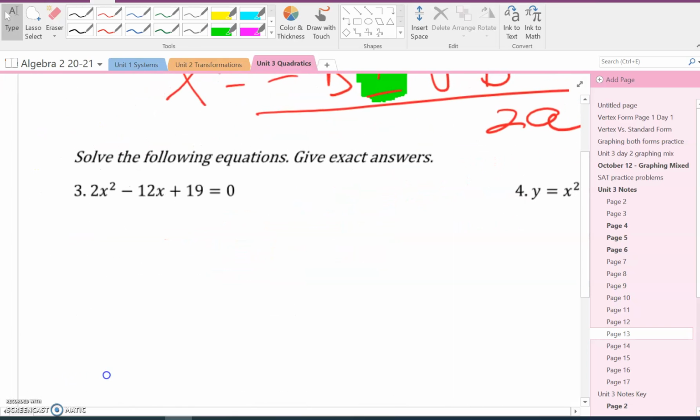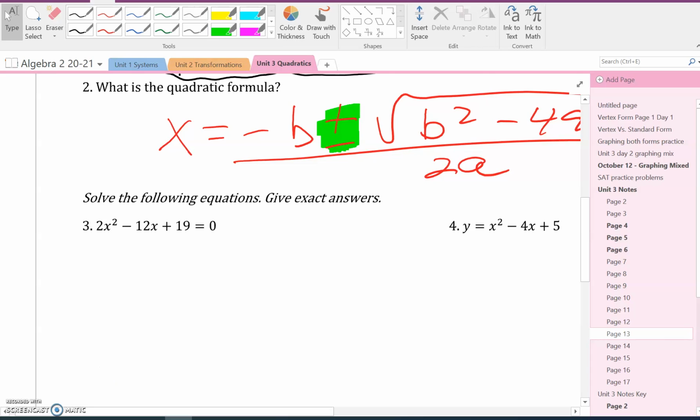So let's try number 3. I'm just going to make it a little bit bigger so I can see. So, quadratic formula. I'm just going to write down A is 2, B is negative 12, and C is 19. So I need the opposite of B. Why do I say opposite of B? Because it's not negative B. If B is negative, like it is here, I want the opposite of that, which is positive. So I got 12 plus or minus the square root of B squared.